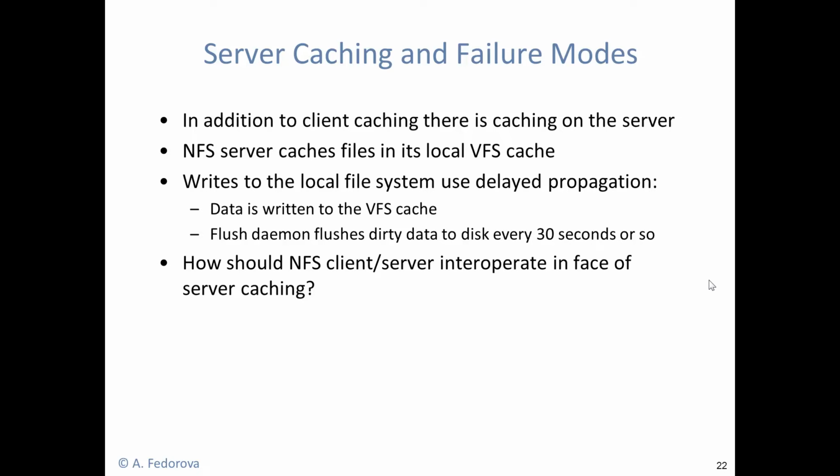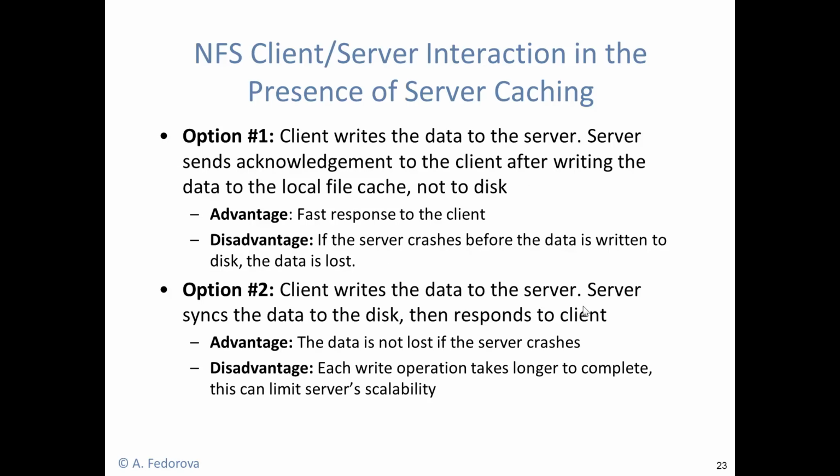So how should the NFS client and server interoperate in the face of server caching and potential failures? The first option is that when the client writes the data to the server, the server only sends an acknowledgment to the client after writing the data to the local file cache, but not to disk. The advantage of this option is a fast response to the client, but if the server crashes before the data is actually flushed to disk, the data may be lost.